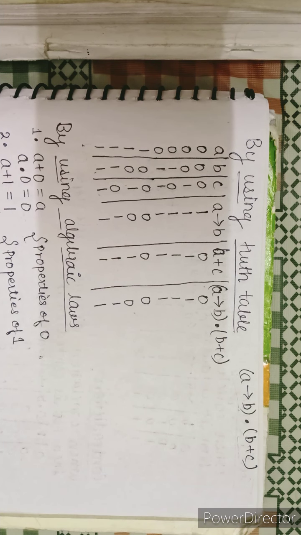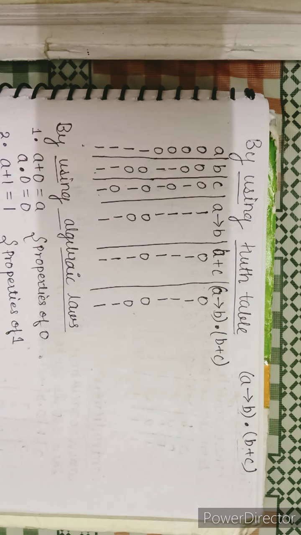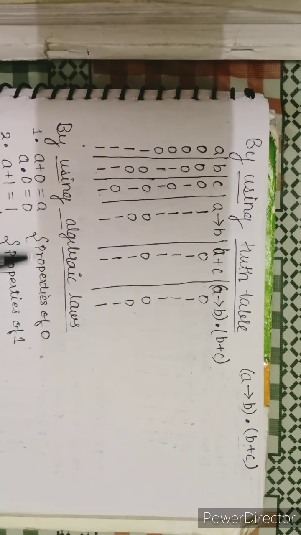Hello friends, so today we are going to continue with the third part of ISE Boolean algebra. In this video, I am going to tell you how to draw conclusions in two ways, that is by using truth table and by using algebraic laws.